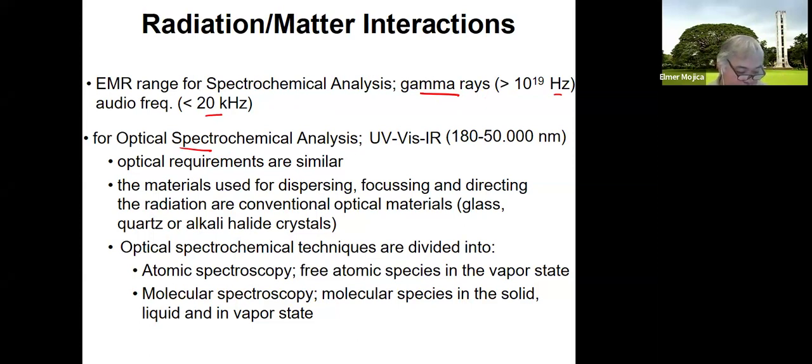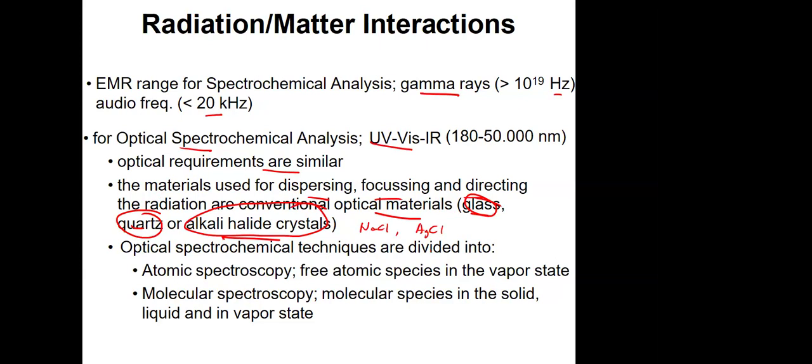And for these optical spectrochemical analyses, the requirements are very similar. The materials used for dispersing, focusing, and directing the radiation are conventional optical materials: glass, quartz, or alkali halide crystals. You know where glass and quartz are used, right? You use them in UV-Vis. So where do you think alkali halide crystals like NaCl and AgCl are used? Anyone? IR, sir. IR.